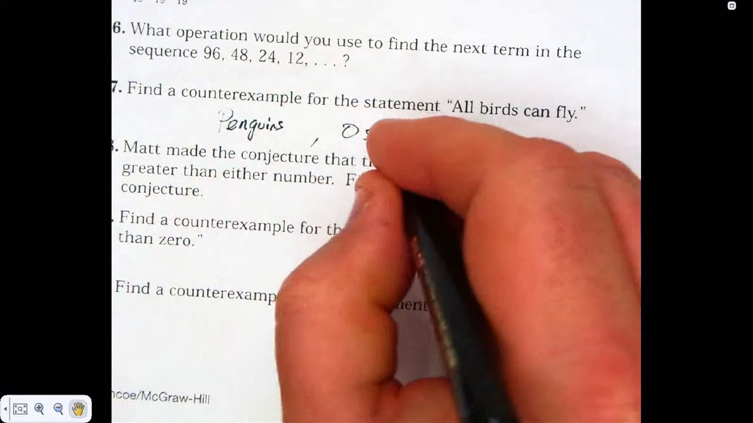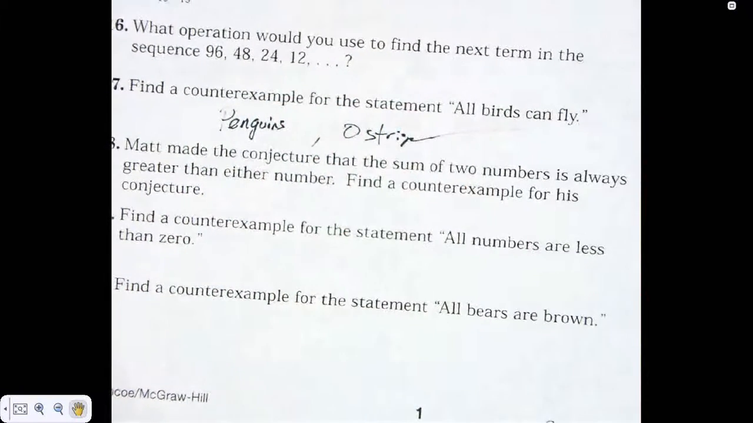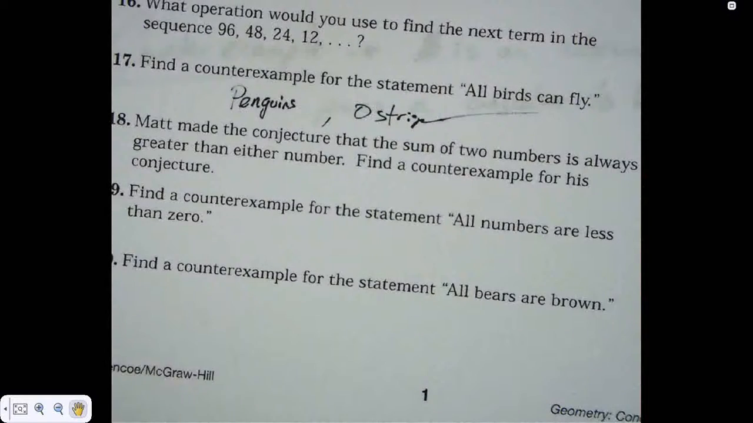Ostrich. I can't spell it, so I'm just going to scribble it. Chicken's good. Chicken.